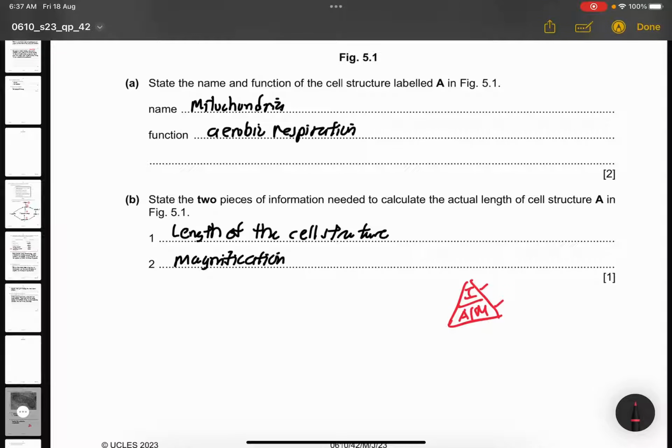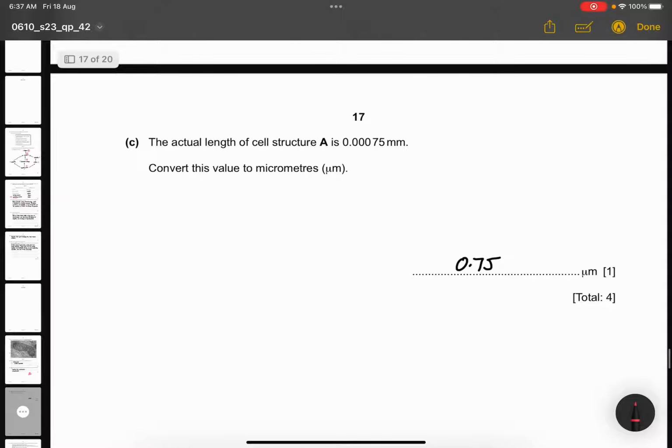That's how you get your 1 mark. Okay, part 5C. The actual length of a cell structure A is 0.00075 millimeter. Convert this value to micrometer. So we know that 1 mm is equal to 1000 micrometer. So 0.00075 millimeter times by 1000 will become 0.75 micrometer. Okay, that's how you get your 1 mark.